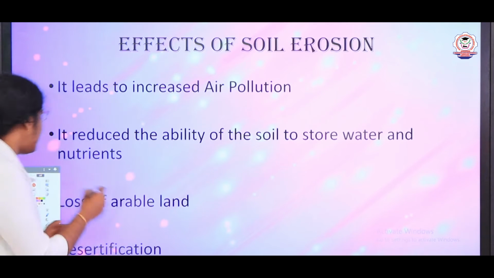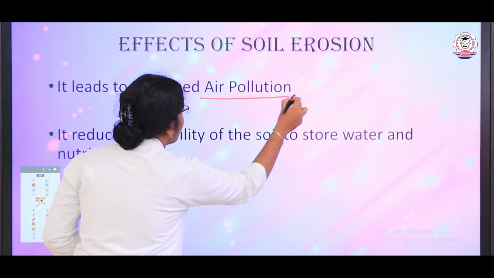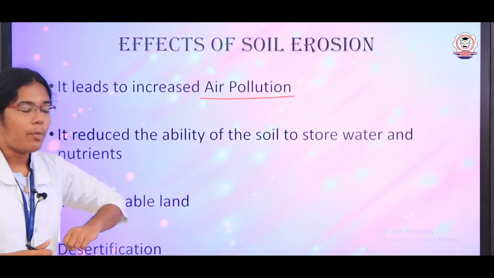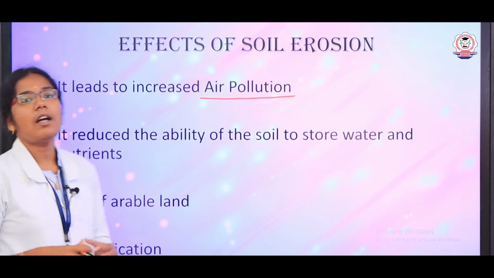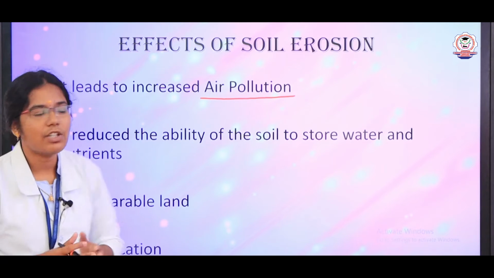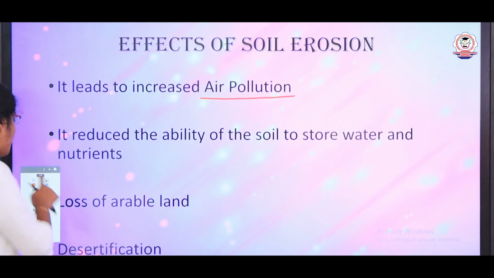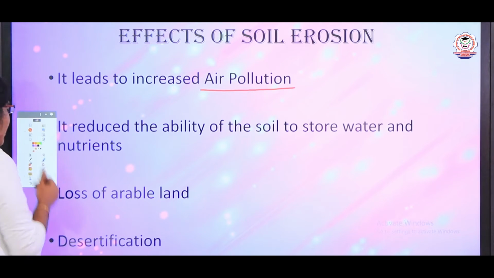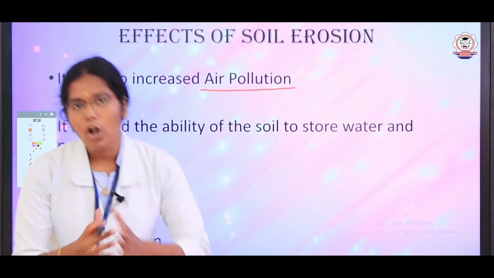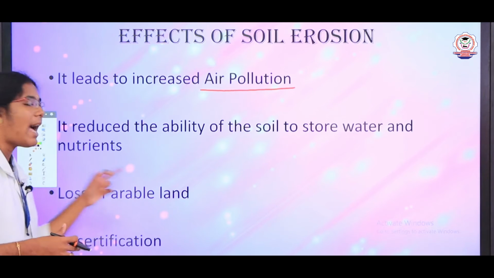The first point is it leads to increased air pollution. So the first effect of soil erosion is air pollution. The second one is it reduces the ability of the soil to store water and nutrients. And the third point is loss of arable land, which means land which is unfit for crop production.